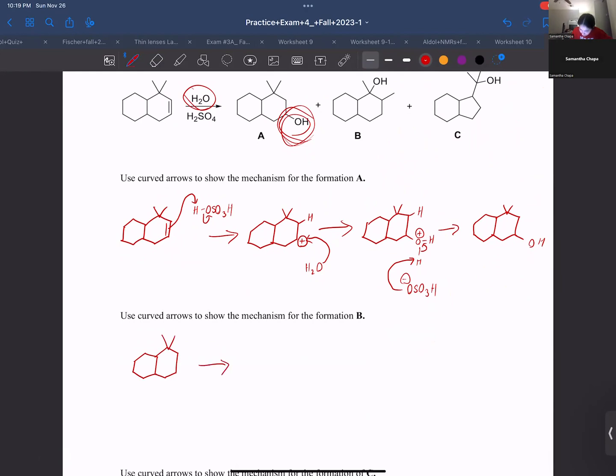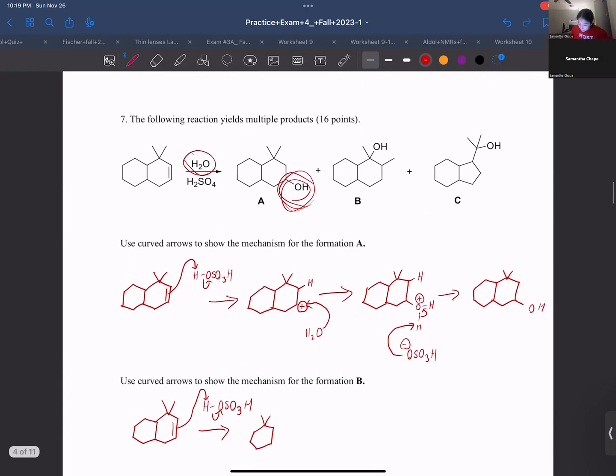So always, first step, go strong acid, protonate. We just need to know where to protonate. And so when I'm looking at compound B, I notice how initially I had my two methyl groups on the top, and now one of them moved. So I'm thinking methyl shift.